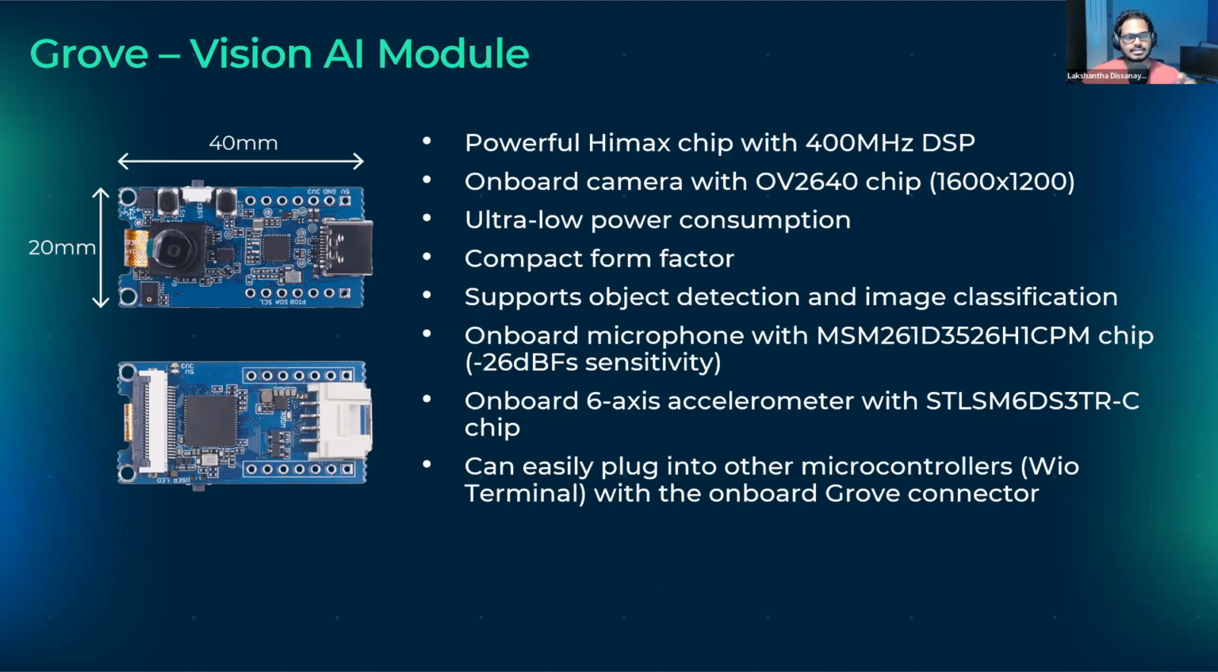And not only does it have the camera on board, but it also has an onboard microphone and a 6-axis accelerometer on the device. This can work standalone as well, but if you want to connect it to another microcontroller, maybe based on Arduino, you can connect to it using this Grove connector at the back of it. You can directly plug this connector into another Grove compatible microcontroller platform to communicate with this device.